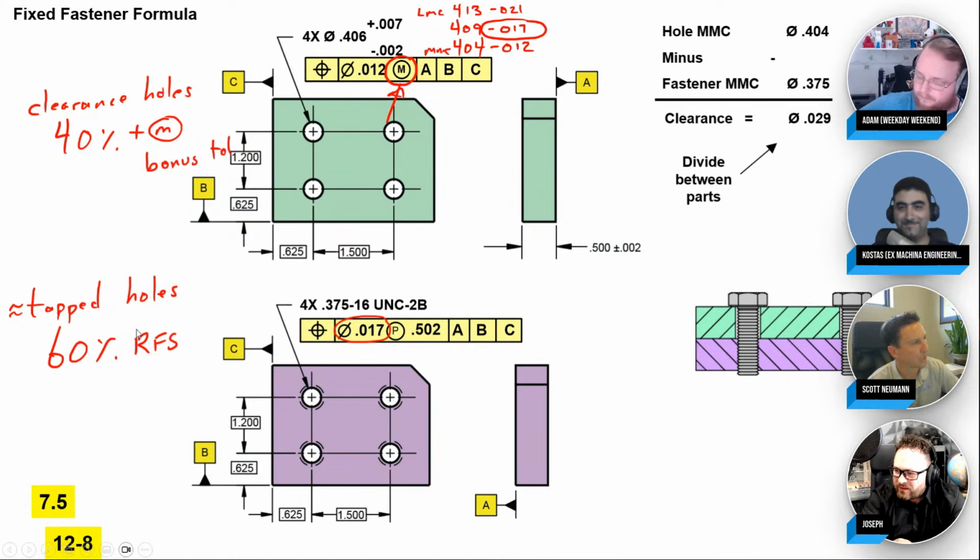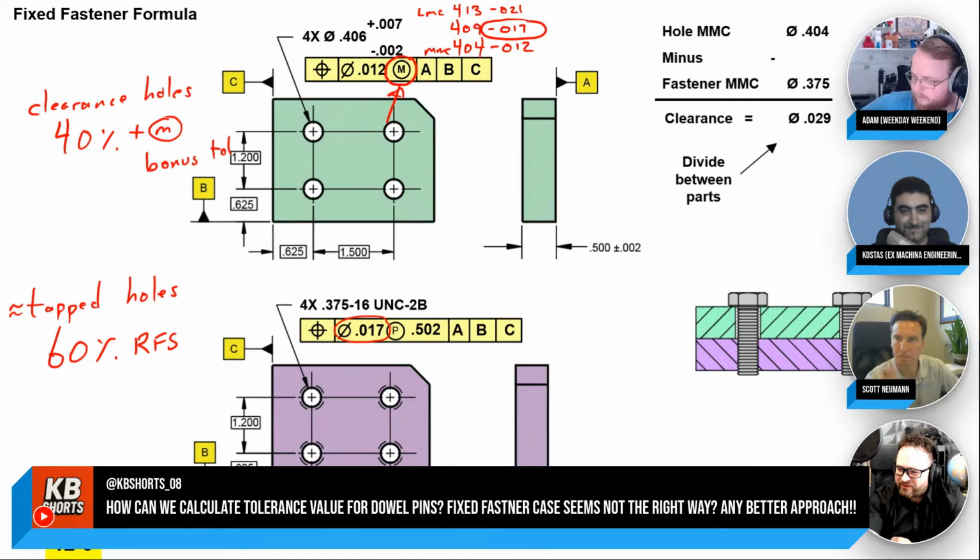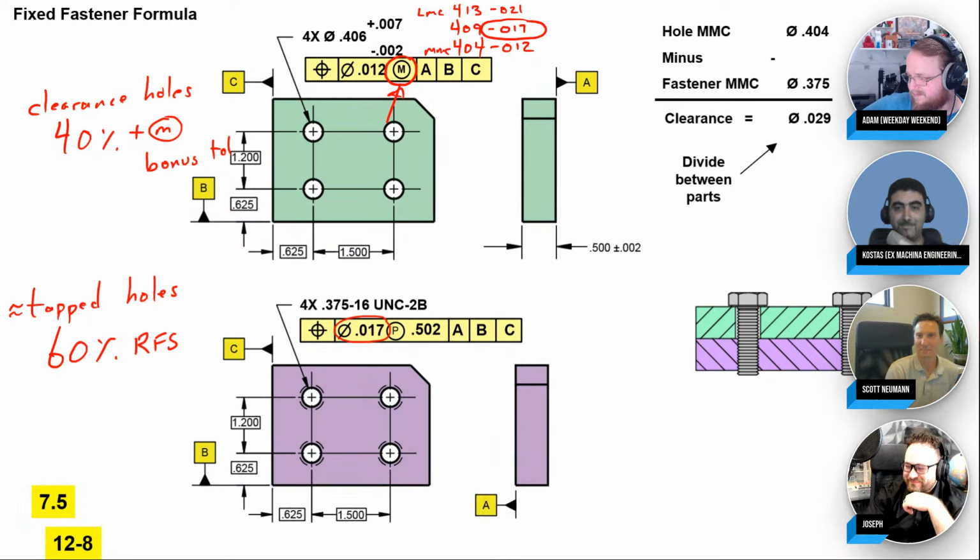Makes sense. We had a question that came in. How can we calculate tolerance value for dowel pins? Fixed fasteners case seems not the right way. Is there any better approach? Or nope, that's it. Dowel pins is fixed fastener, smallest hole, biggest pin. Yeah, so same idea, like how much room you got between your bolt and the hole. And the amount of clearance that you've designed in is the geometric error that can occur. And that's either going to be position or perpendicularity, and really the combination of both when you do position, that the clearance you have between worst cases is what you can give away as that extra position perpendicularity.